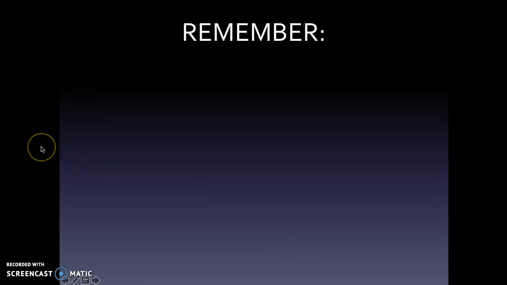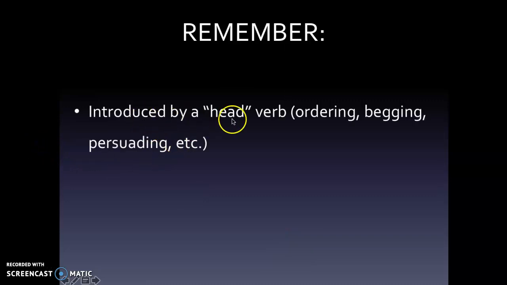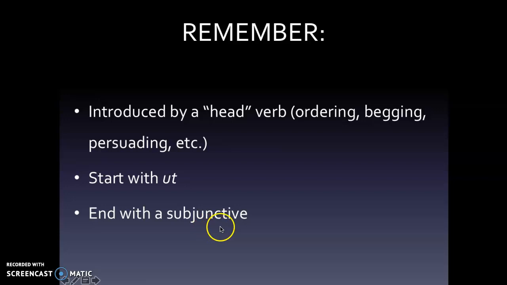All right, discipuli. Important things to remember. It's going to be introduced by a head verb. These head verbs will be ordering, begging, persuading, warning, etc. It'll start with an ut. The indirect command itself will start with an ut, and it'll end with a subjunctive.